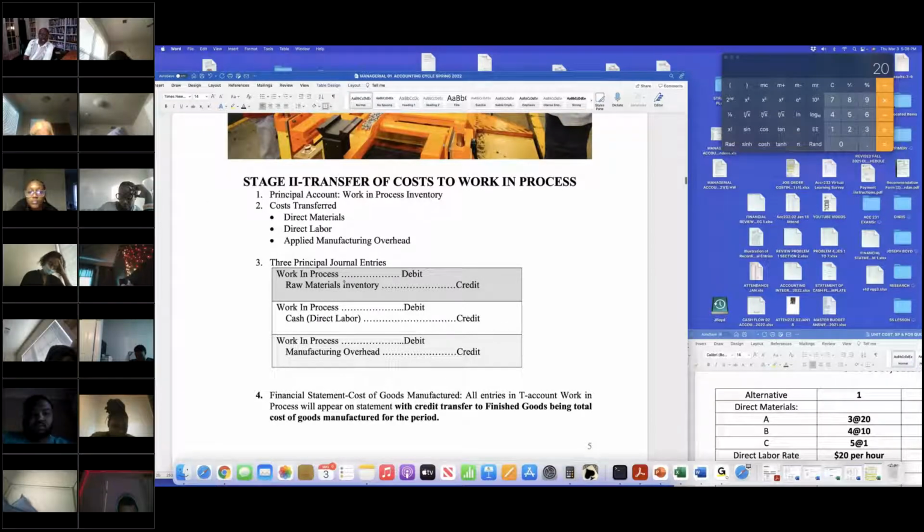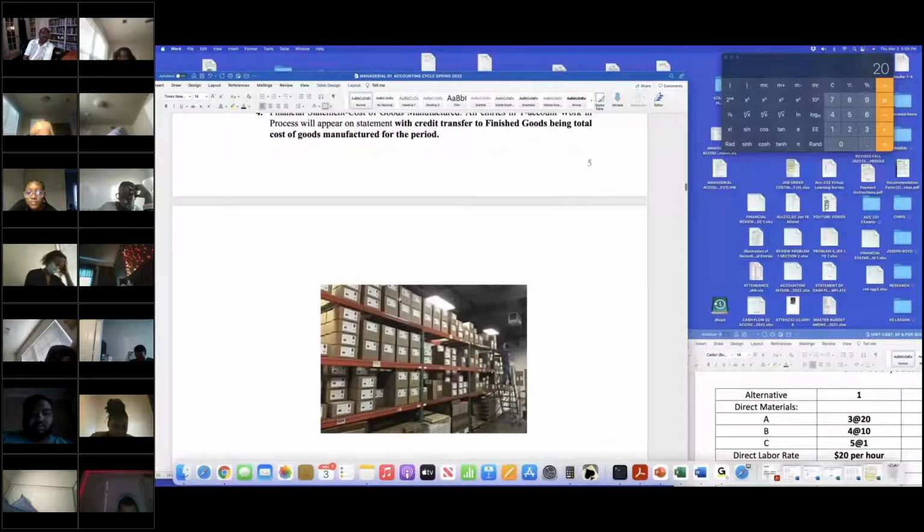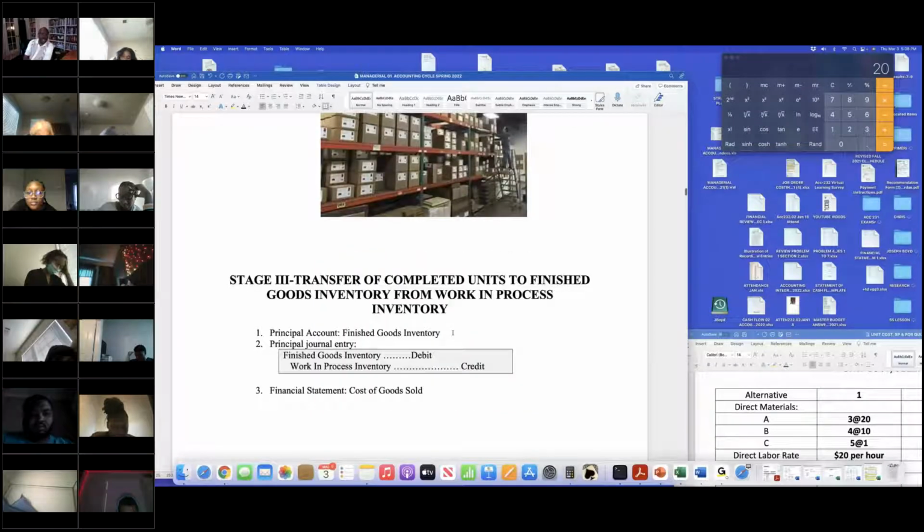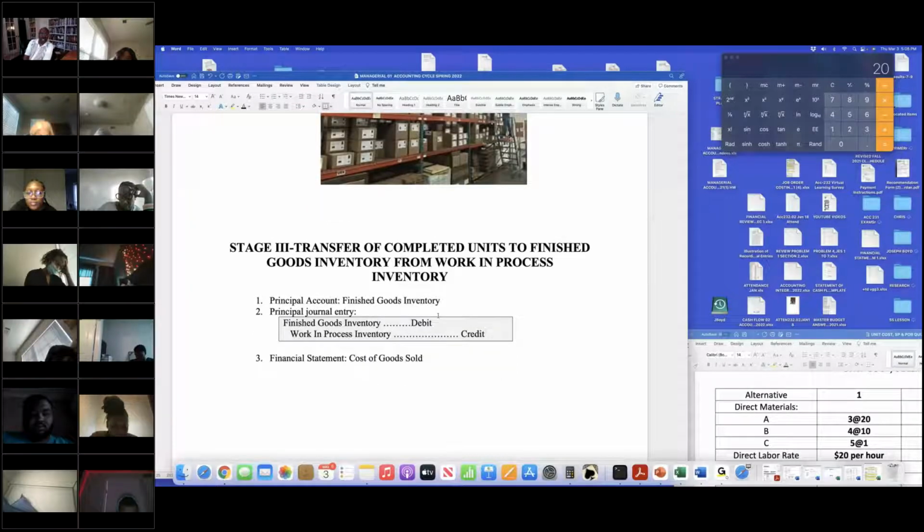Now, when we get the item finished, we got another journal entry. We debit finished goods inventory and credit work in process inventory. That's our goal. Our goal is not to buy those raw materials and have them on the production floor. Our goal is to make them and get them in finished goods. So we debit finished goods and credit work in process inventory. After we do that, we sell them.